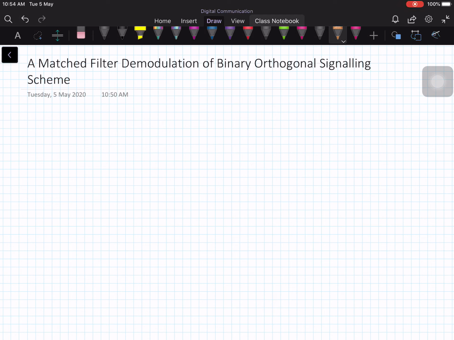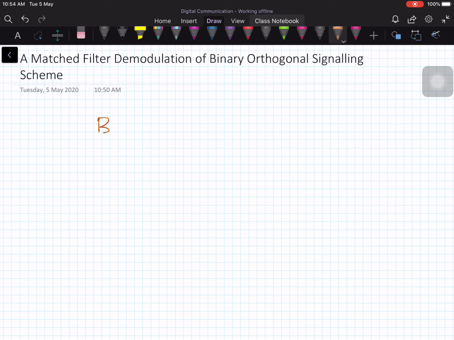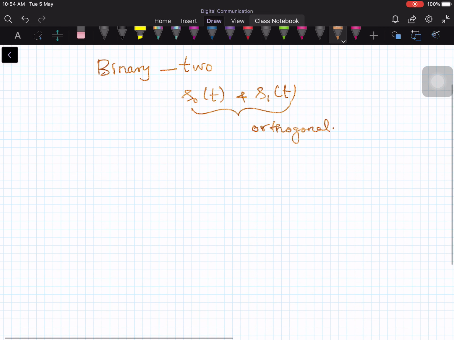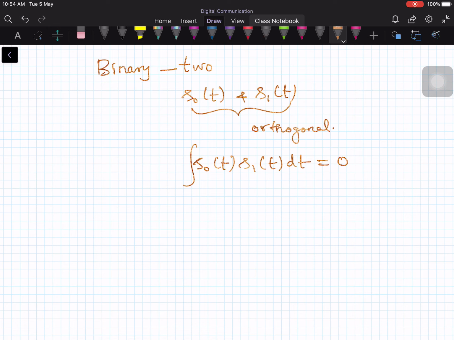In this lecture, I am going to talk about matched filter demodulation of binary orthogonal signaling scheme. When I say binary, I have two signals. Let me call them S0 of t and S1 of t. These two signals are orthogonal. Orthogonal meaning you take S0 of t, multiply by S1 of t and integrate with respect to t, then this is equal to 0. This is the definition of orthogonal.